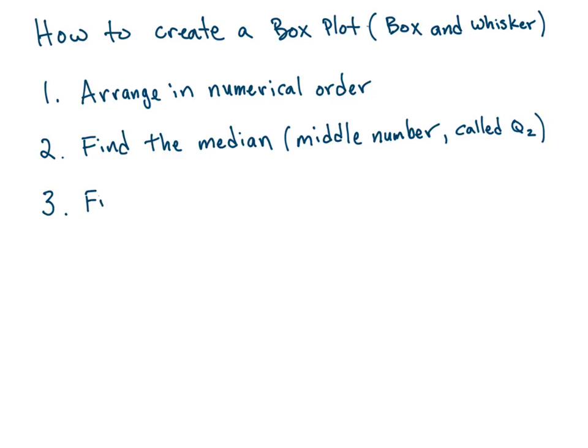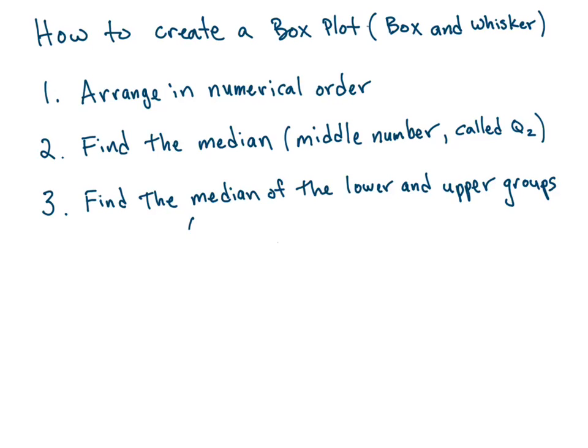The third step is we're going to find the median of the upper and the lower parts of this. So we're going to split this into 2 groups based on the median, and we're going to find the median of those 2 groups as well. Those are going to be called Q1 and Q3. So quartile 1, quartile 3, that's where the breaks on these quarters will be. And that'll make sense when I draw this on the picture.